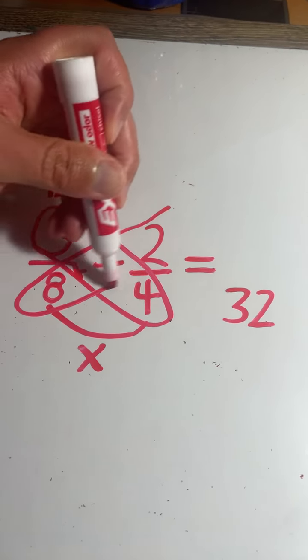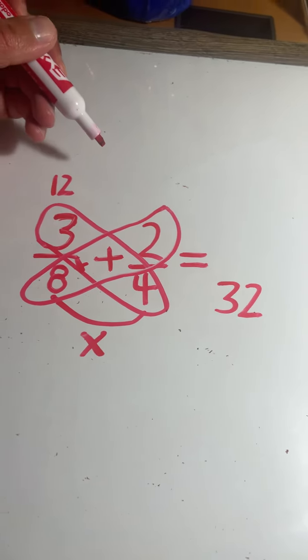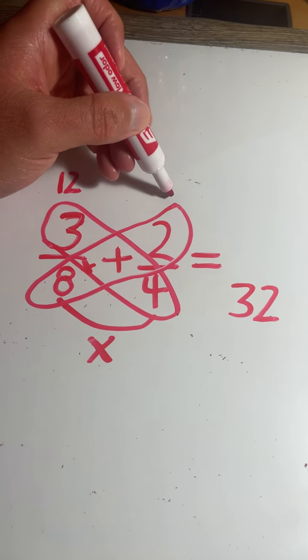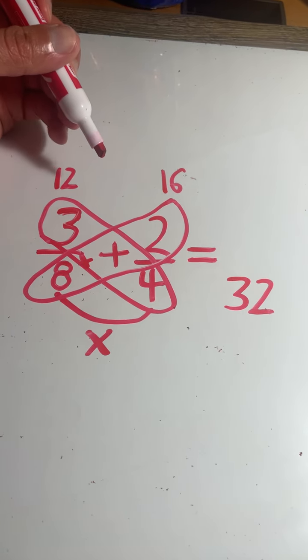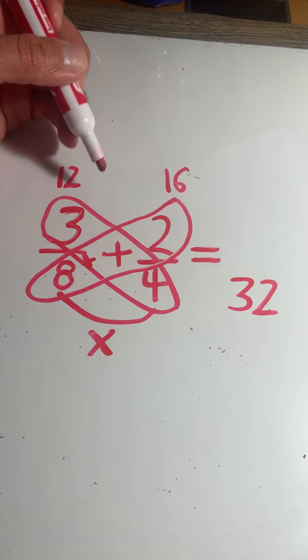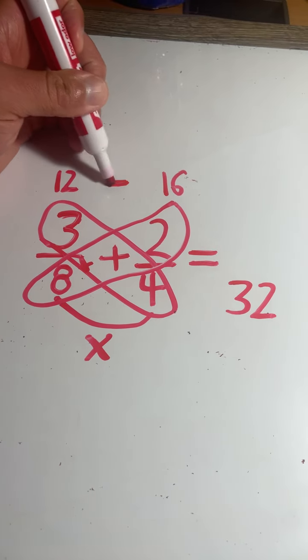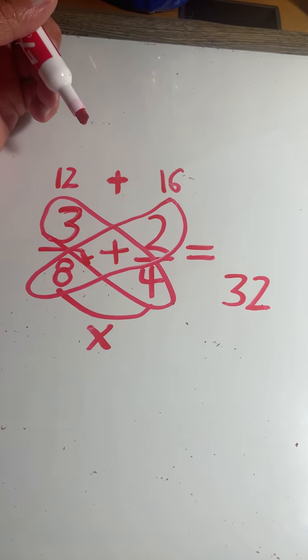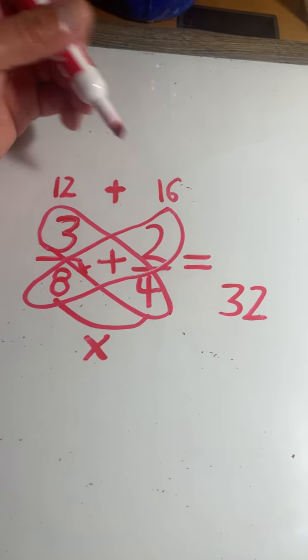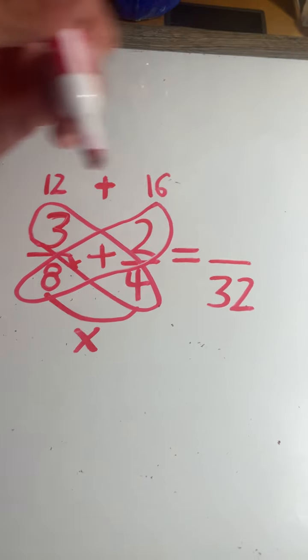2 times 8 equals 16. Now, since we're adding fractions with unlike denominators, I'm going to put a plus sign here. Our final step, we have to add 12 plus 16 to get the numerator.